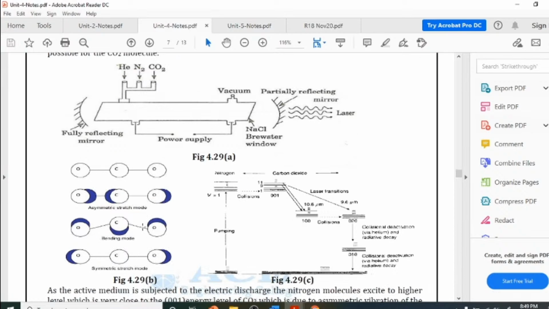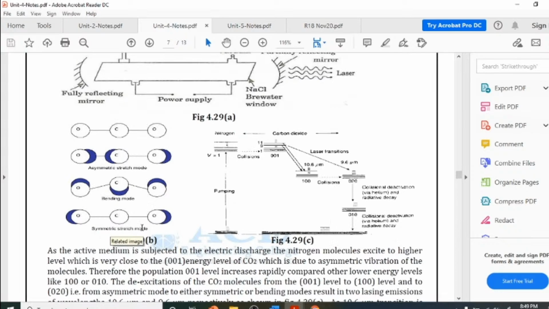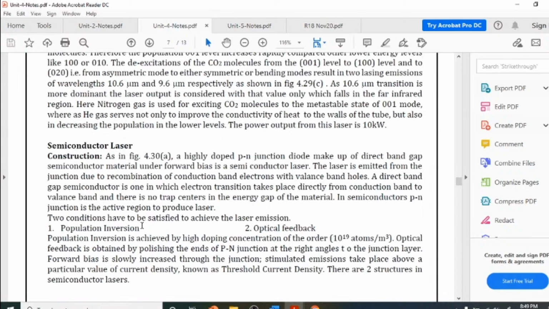There will be a symmetric mode and there will be a bending mode. So changing from one mode to another mode releases an amount of energy, that is nothing but laser. So this is about the carbon dioxide laser. So you can prepare for the carbon dioxide laser.